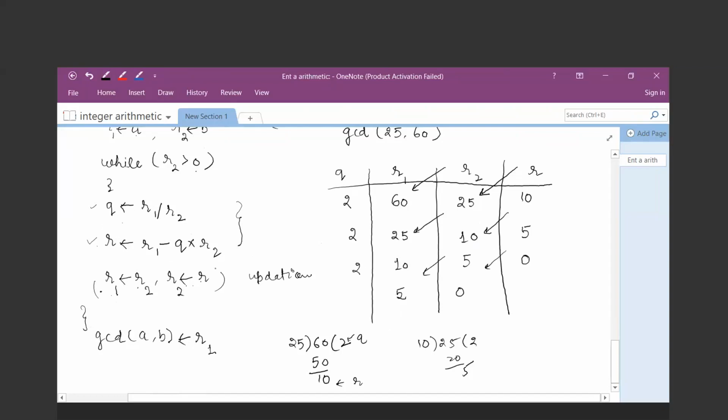In that case, we jump out of the loop. GCD of A, B will be the value of R1. What is the value of R1? That is 5, so that is your answer. GCD of 25 and 60 is equal to 5. So in the exam, you have to follow these steps exactly. First, write out the algorithm. Then make the table and solve the problem.